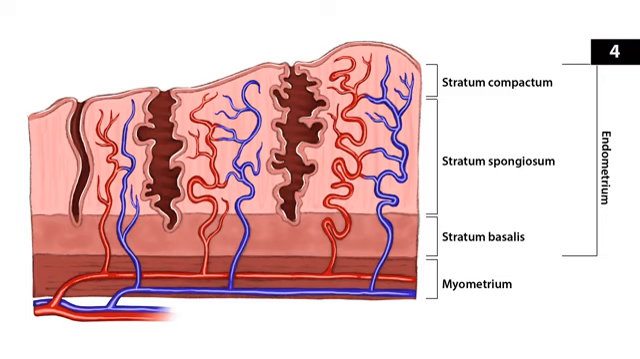The endometrium itself is composed of 3 layers. This is in your study guide. The stratum basalis is the base layer and is not shed with menstruation. The superficial layer is called the stratum functionalis, and that's the layer that's shed every month. It's composed of the stratum spongiosum and the stratum compactum.